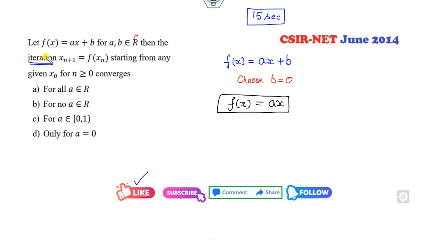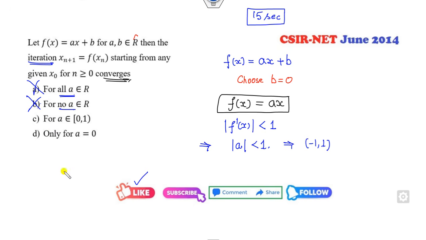Clear? Now the iteration method convergence. What is the rule for the iteration method to converge? That means phi dash x is less than 1. I can substitute this value, so mod of a is less than 1. What does it mean? Because mod of a is less than 1, it means a lies between minus 1 and plus 1. That is the correct answer of this problem.